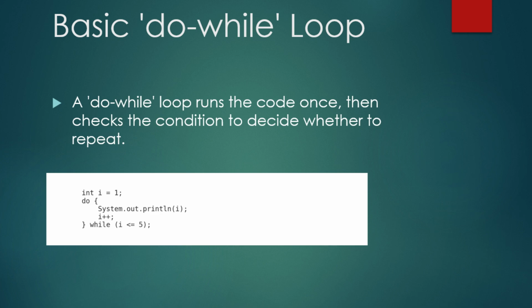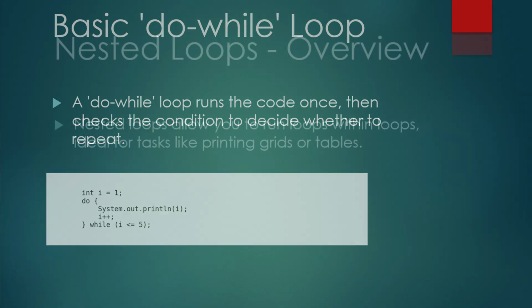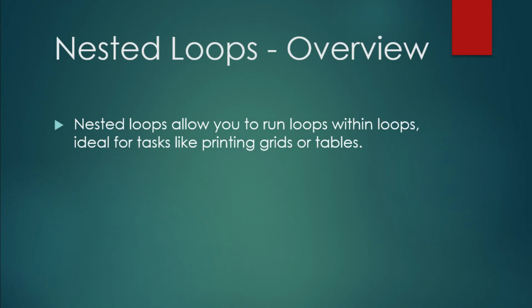The difference here is that the code runs at least once, even if i were initialized with a value that doesn't meet the condition. Now, let's talk about nested loops. A nested loop is simply a loop inside another loop. This allows us to perform more complex iterations, especially when dealing with multi-dimensional data like tables or grids. For instance, you might use nested loops to print rows and columns or to iterate over arrays within arrays.